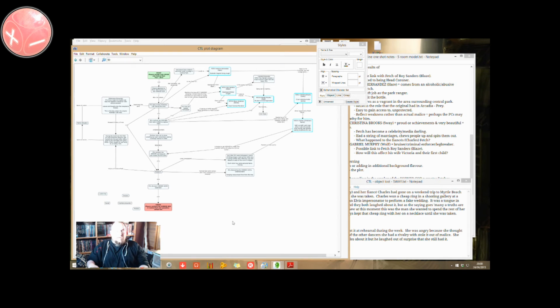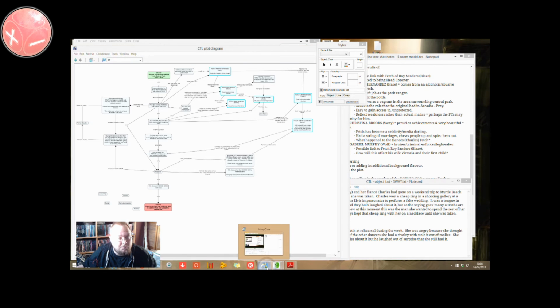So that's pretty much the basic plot done. I'm going to save that and then move on to defining some of the details about the various NPCs.